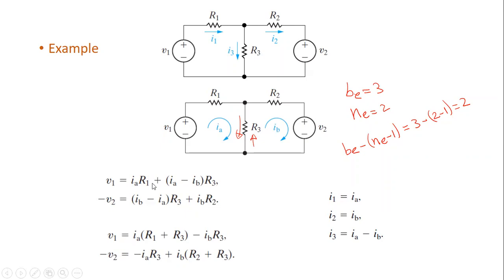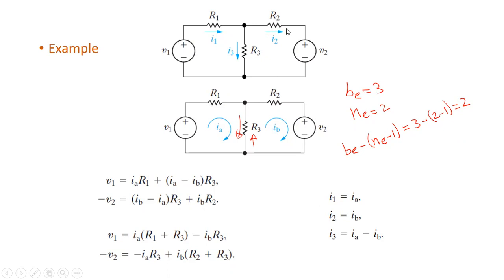Now, if I rearrange the equations, IA is multiplied by R1 plus R3, while negative IB is multiplied by R3. Here I have negative IA multiplied by R3, while IB is multiplied by R3 plus R2. Solving these equations, I will know IA and IB. I see that IA, if you look at R1, R1 carries I1, and IA is the same as I1. So IA will be equal to I1.